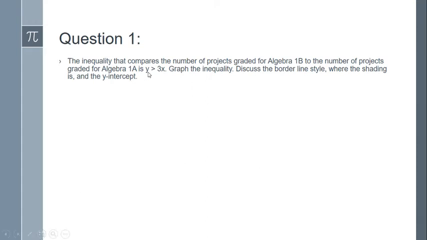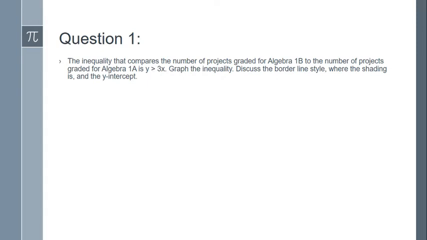Whereas in this case, we have just y is greater than 3x. And the greater than or the less than symbol, remember if it was an inequality in one variable, that would be indicated with an open circle when we graphed it. And in this case, since we're dealing with lines in the XY plane, that's when we get a borderline that's dashed. The inequality symbol also indicates where the shading is.